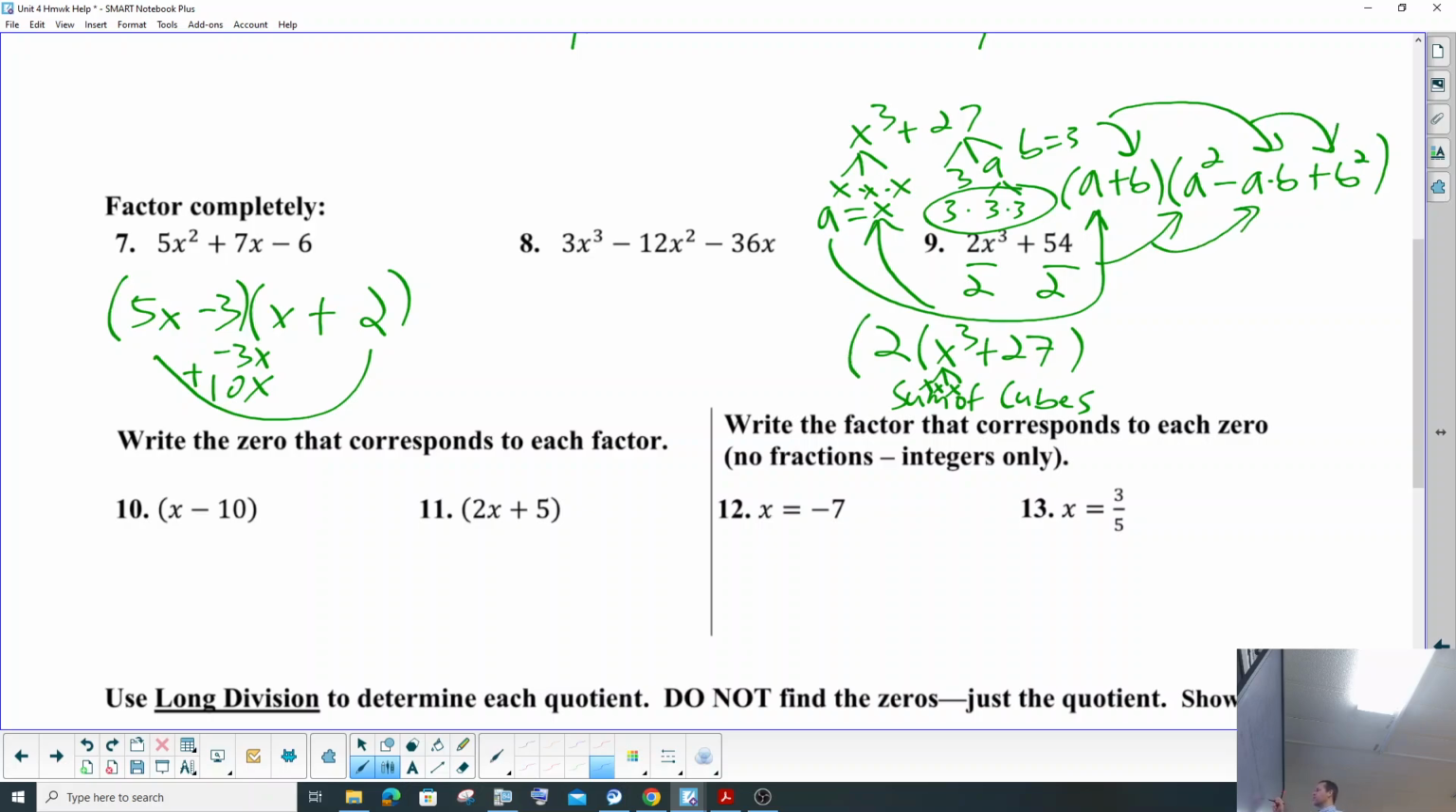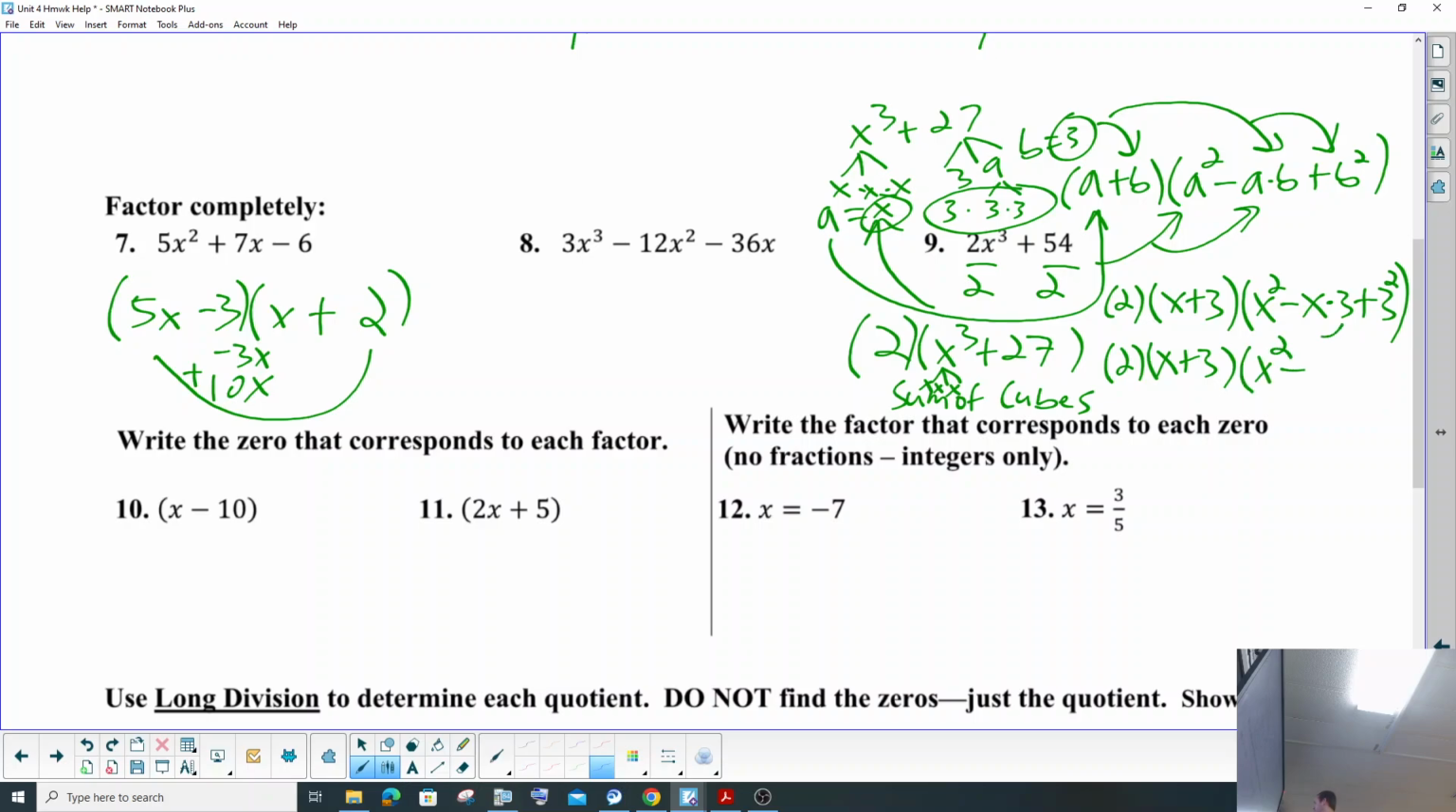And so we still have our 2 as a factor. Don't forget the 2. So we have 2 times, a plus b is going to be x plus 3, because that's your a plus your b, times x squared minus a times b, again a is x and b is 3, plus 3 squared. 3 squared is 9. So our final answer then will be 2 times x plus 3 times x squared.